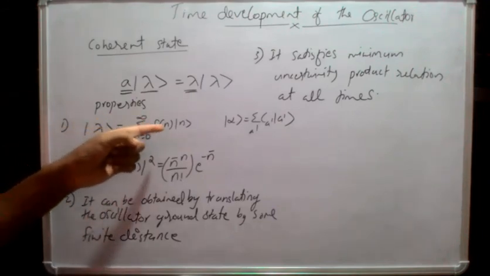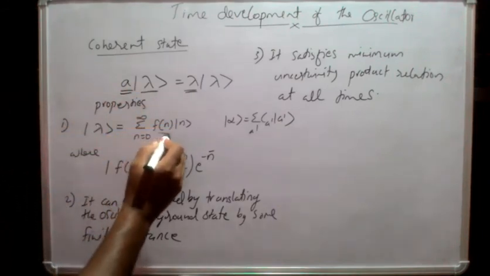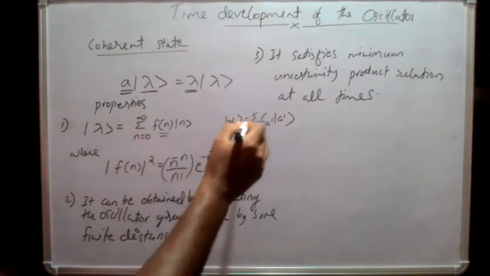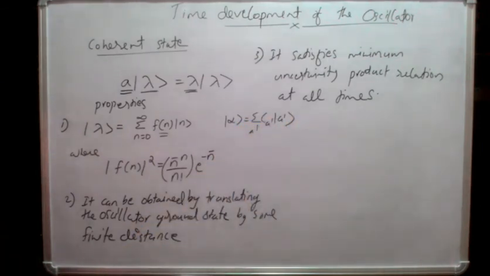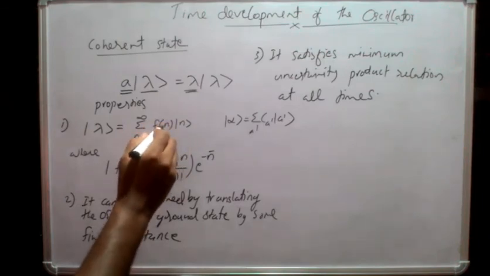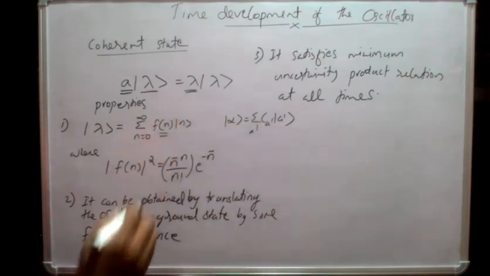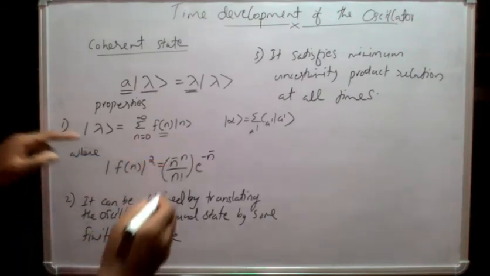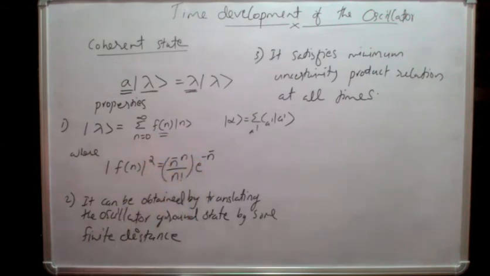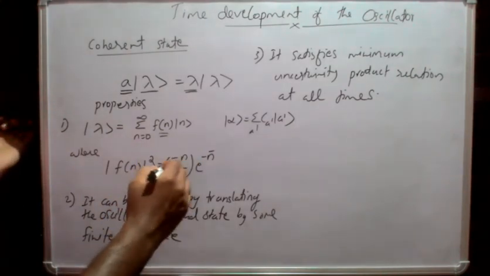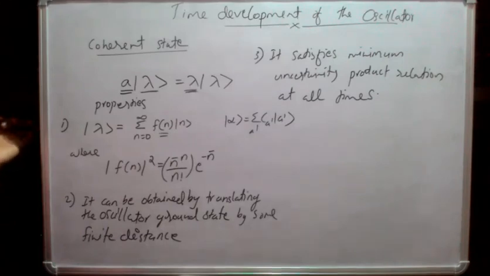Let me state the properties. Ket lambda equals the sum from n equals 0 to infinity of f_n ket n. This is the expansion coefficient, similar to how we represent a state alpha as the sum of c_a' ket a'. In a coherent state, instead of c_a' we have f_n, defined by a Poisson-type distribution, where n bar is the average or mean value of the different states, f_n being n bar to the n over n factorial times e raised to minus n bar.